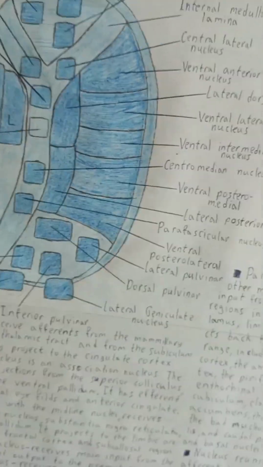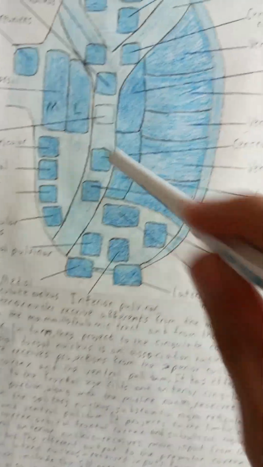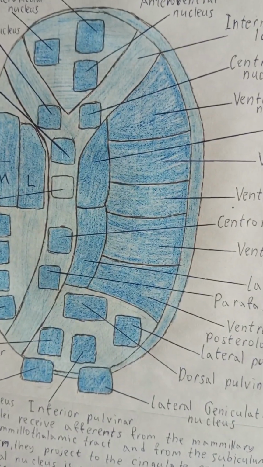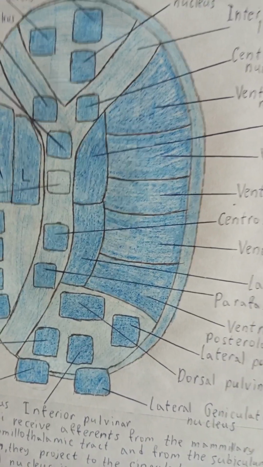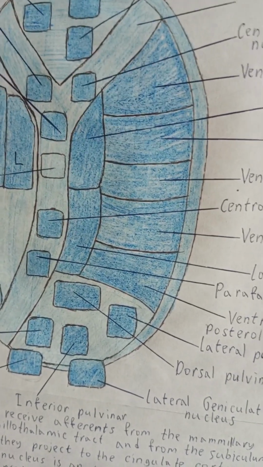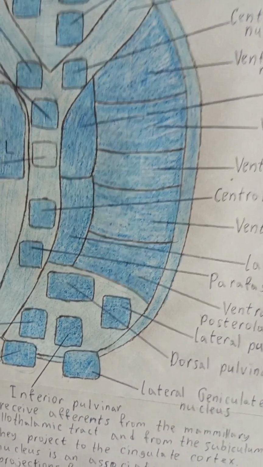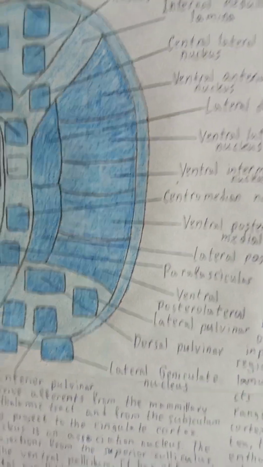Right, I remember it. Central median nucleus. Again, it is here. Central median nucleus. It sends nerve fibers to the subthalamic nucleus and putamen. It receives nerve fibers from the cerebral cortex, vestibular nuclei, globus pallidus, superior colliculus, reticular formation, and spinothalamic tract.